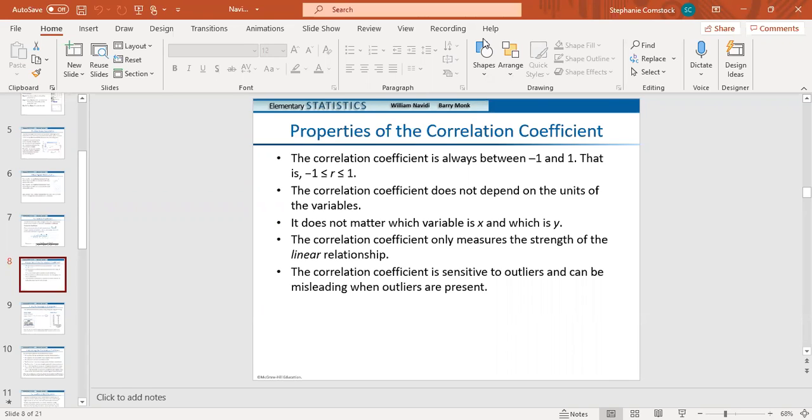Okay, there are other formulas for other shapes. We don't have to worry about those for this class. We only have to focus on linear. Now, this correlation coefficient, this calculation, is sensitive to outliers.